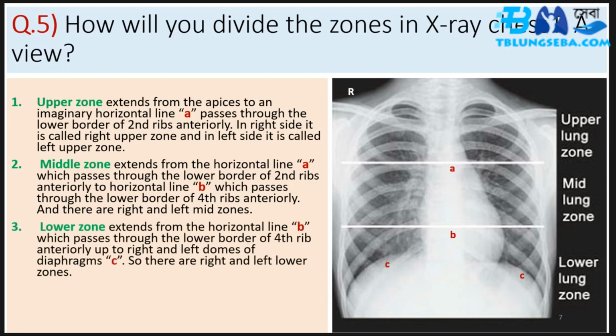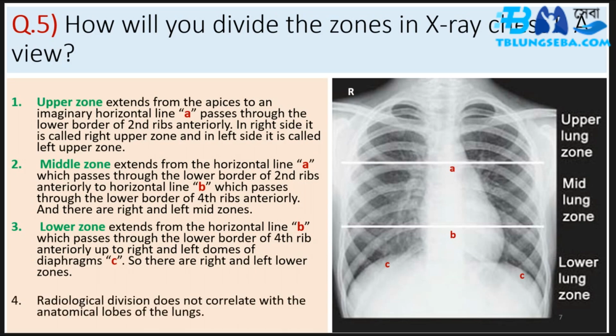Three, lower zone extends from horizontal line B, which passes through the lower border of the fourth rib anteriorly, up to the right and left domes of diaphragm, C. So there are right and left lower zones. Four, radiological division does not correlate with the anatomical lobes of the lungs.